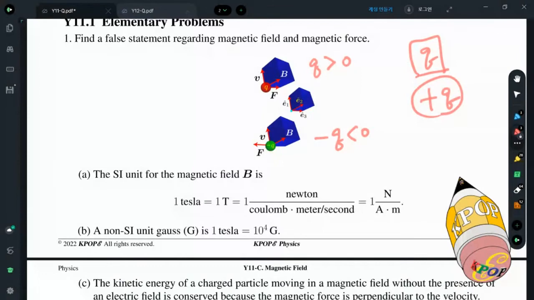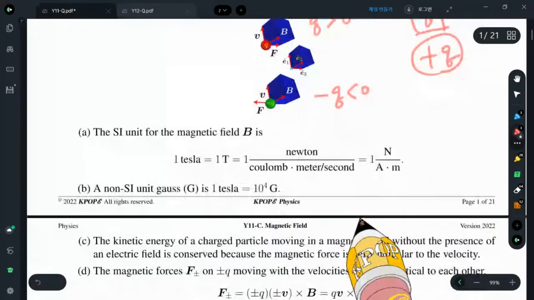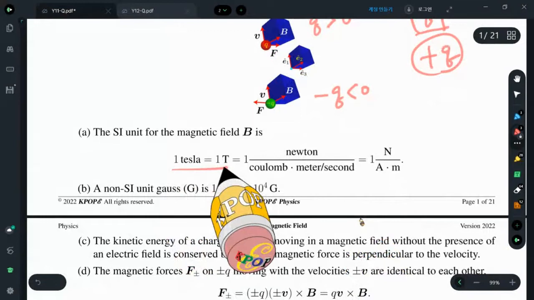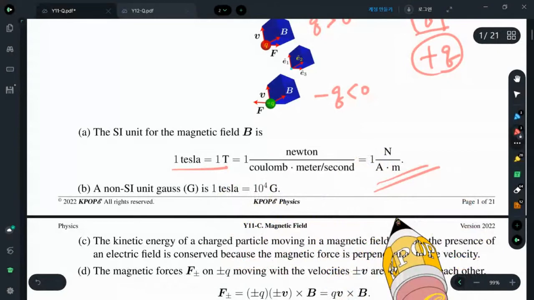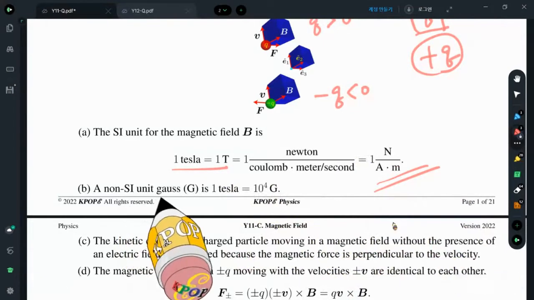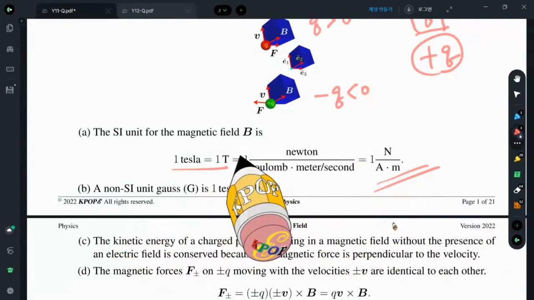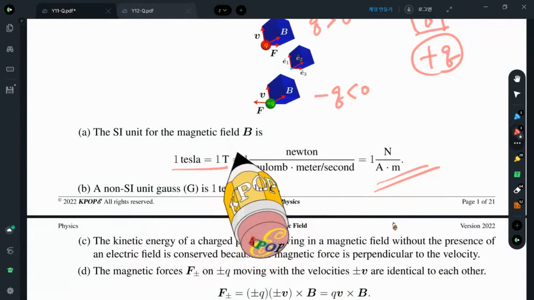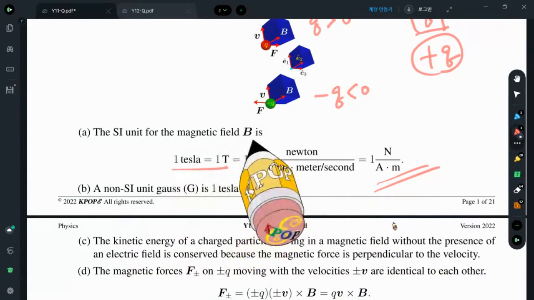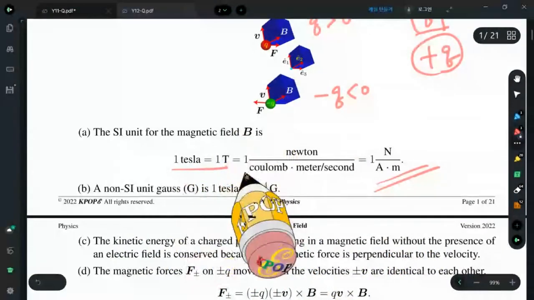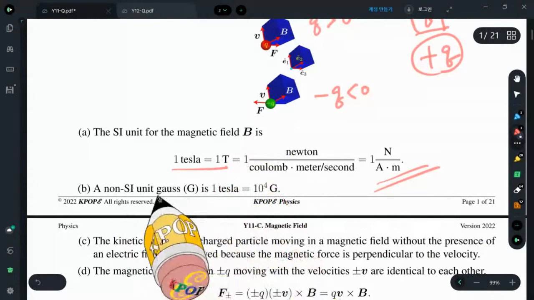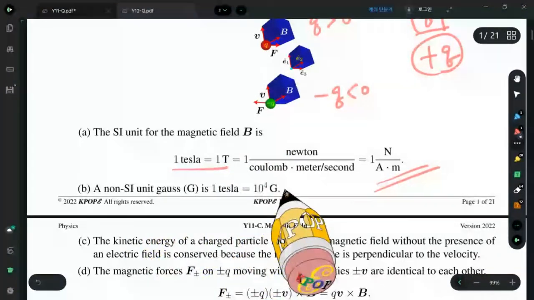Okay, the SI unit for the magnetic field is Tesla. You have to memorize it, and it can be converted in terms of simpler units. And there is a non-SI unit. This Tesla is not a company. It is a magnetic field unit. Tesla is very strong. This is a very large number. So usually we use Gauss. Gauss is weaker by 10,000 times.